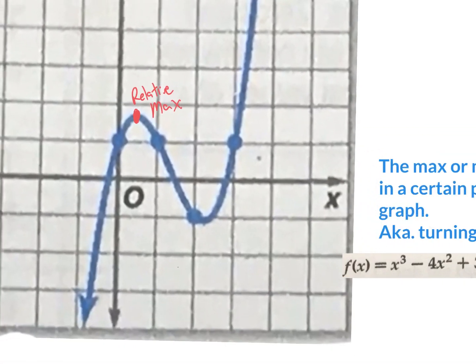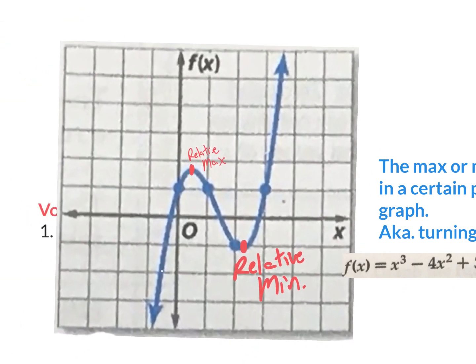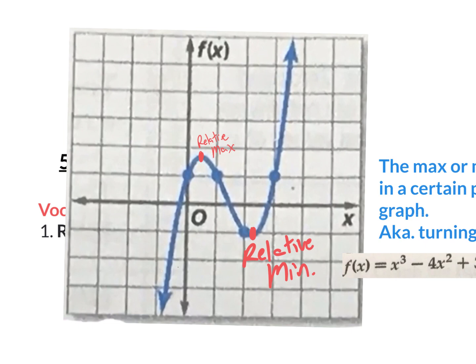And this guy down here, likewise, this one right here is your relative min. Okay? But it's not the absolute minimum because we know it goes down forever. Okay? So that's the difference. And that's not even a definition yet. Let me actually give you the definition here.